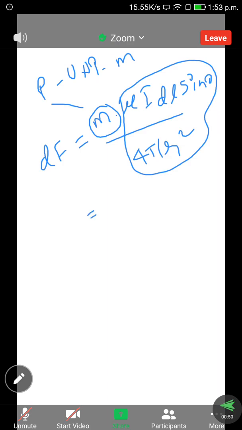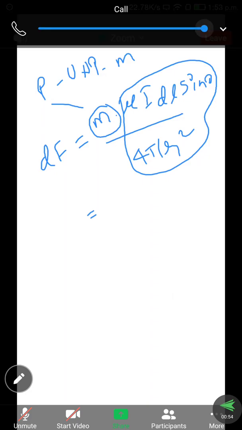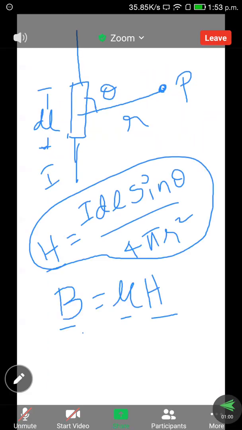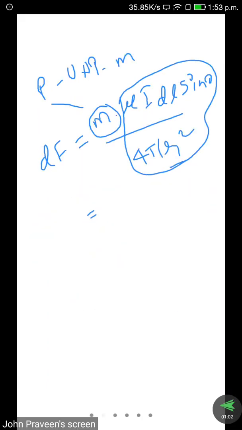Small m is constant because the magnetic field strength does not change. Mu is also constant, 4 is constant, pi is constant, and the radius also does not change. So we are separating the constant terms and variable terms. I can change because it is possible to change the current value, and length also changes because we select only a small portion.